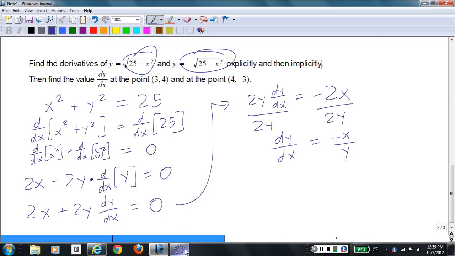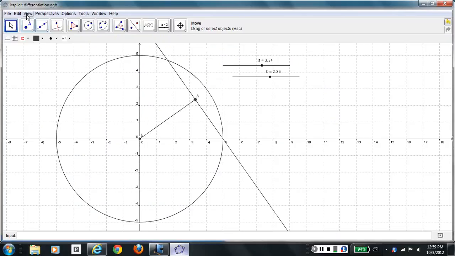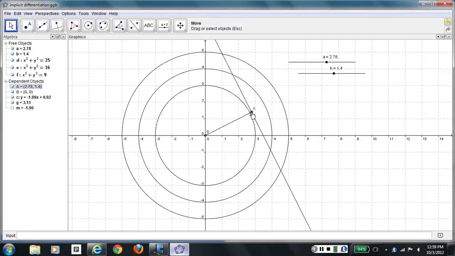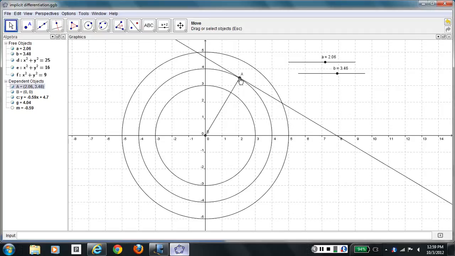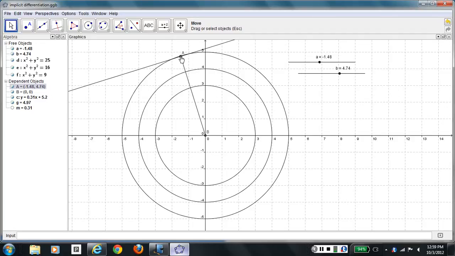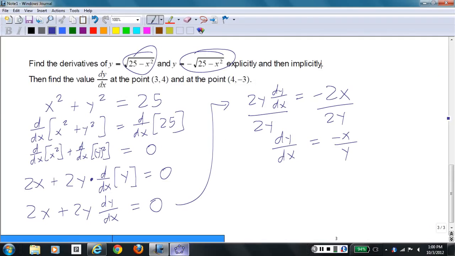So if we take this and put in a few more circles, put in that circle and that circle, and grab the point and put it on any of these circles, negative x over y is giving us the slope of the line. It's going to be the tangent line to that circle wherever we put it, and it doesn't matter which circle we put it on. So negative x over y, as long as the circle is centered at the origin, is going to give the slope of the tangent line. All right.